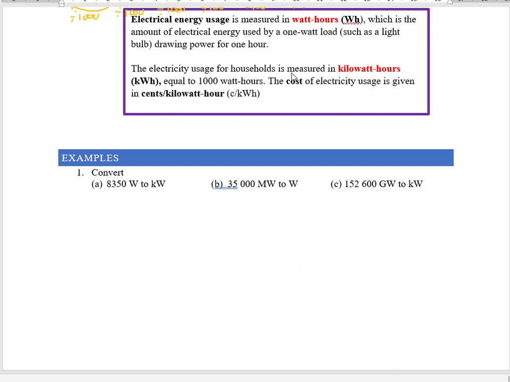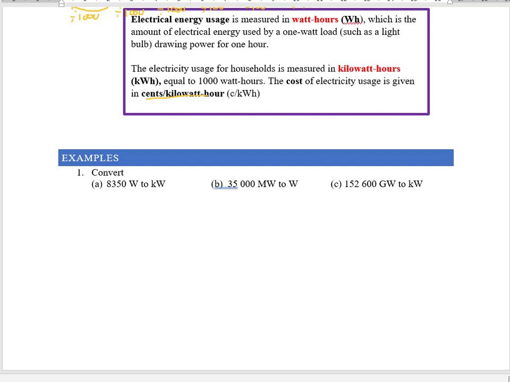And the energy for household bills, because we use more than watts, is kilowatt hours. And that's equal to 1,000 watt hours. And the cost of electricity usage is given in cents per kilowatt hour. So, looks scary, but it's really very simple. So let's have a look at these examples.